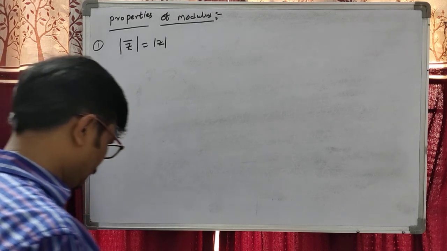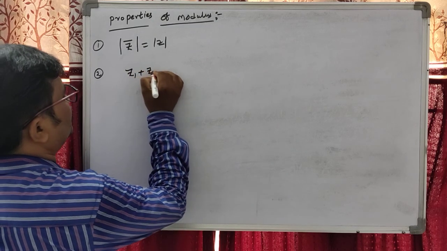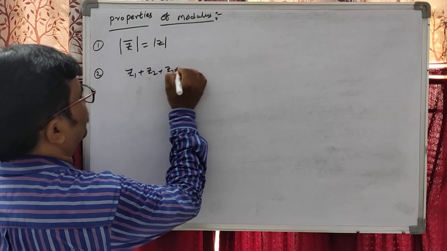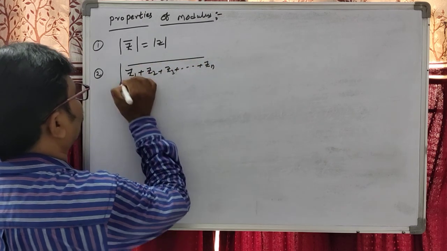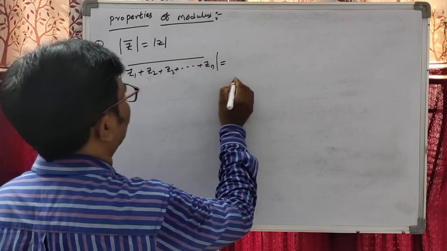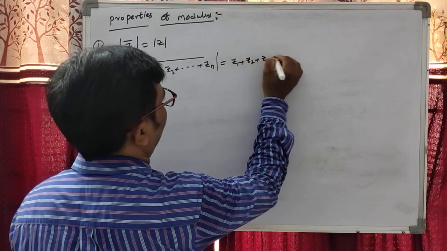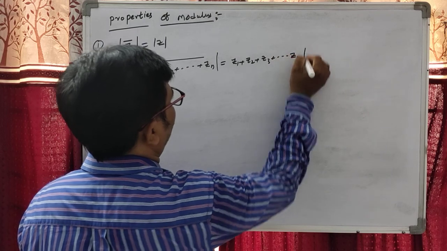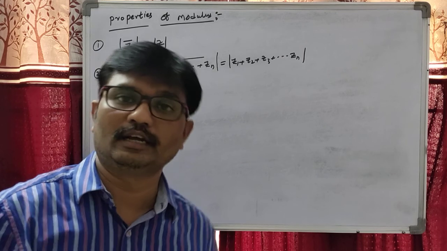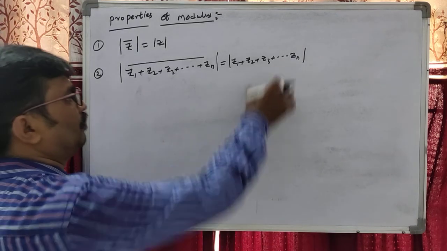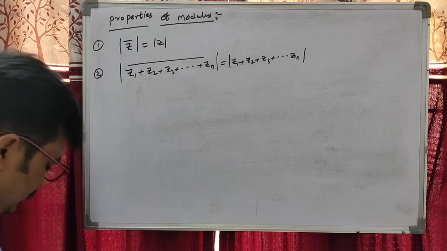After that, students, the modulus of z1 plus z2 plus z3 and so on up to zn whole bar equals the modulus of z1 plus z2 plus z3 and so on up to zn. You can remove the bar also, students, those moduli are equal. Okay, students.